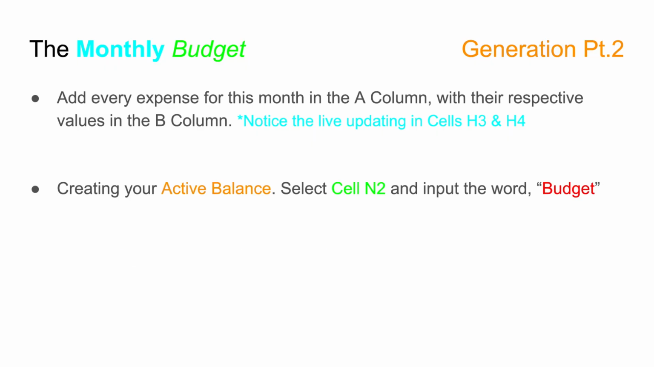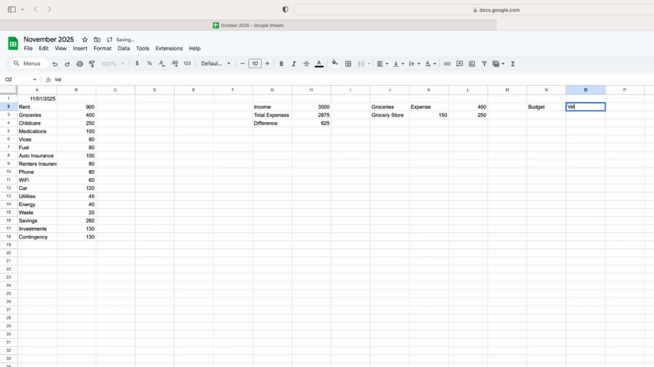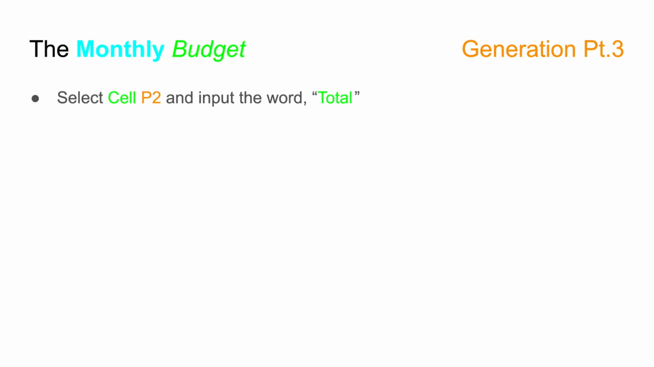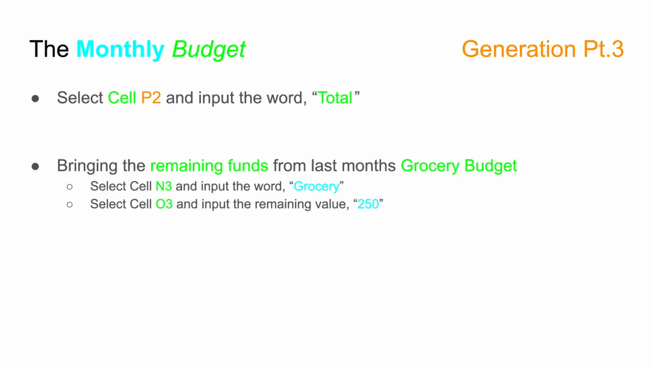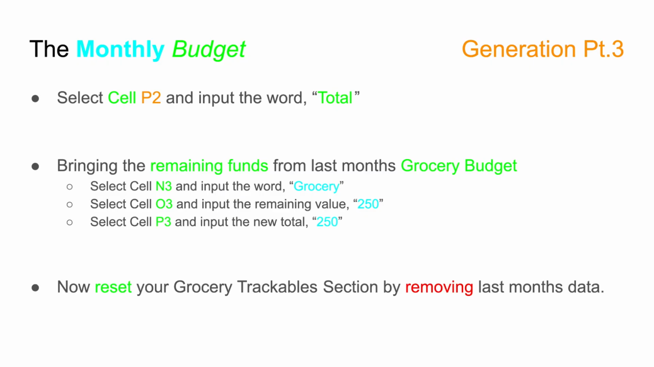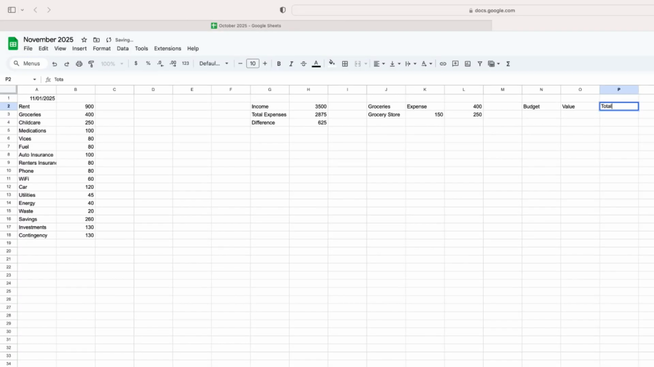Create the active balance section by inputting the word budget in cell N2 and the word value in cell O2. Select cell P2 and input the word total. Bring the remaining funds from last month's grocery trackable section to your new active balance section. Then, clear that grocery trackable section.